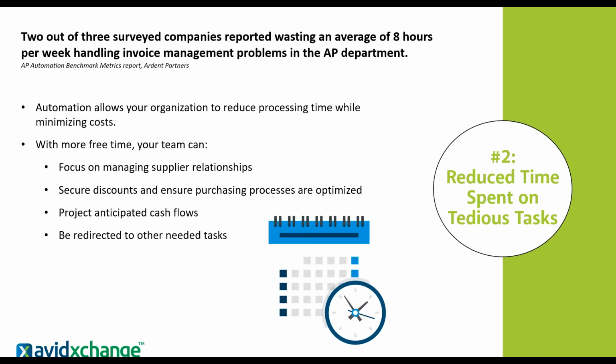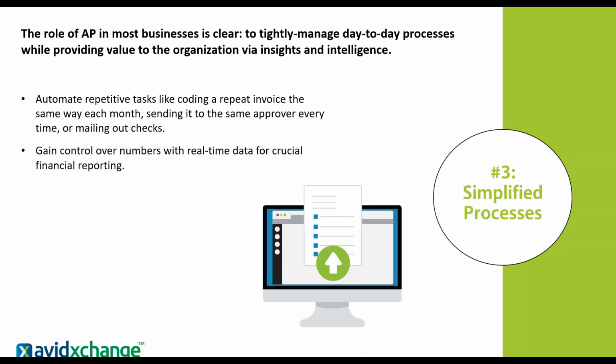Another one is reducing time spent on tedious tasks. Again, we see a lot across different organizations that on average they're spending about 8 hours handling and managing invoices, and that's keying them in, going through the approval process. Another one is manually cutting checks. That's another one that we see that a lot of organizations are spending a lot of time on. Another one is, again, just not being able to fully utilize the technology within the organization.